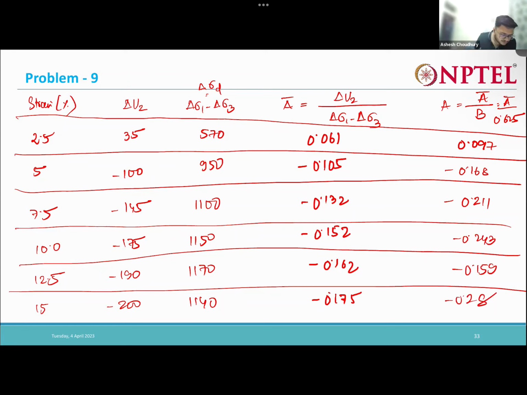Again, if you plot this with respect to strain, you will get some graph like this. Just plot and check once. Just plot the A values with strain. Take strain here and the A values, and just plot. You will get some graph like this.